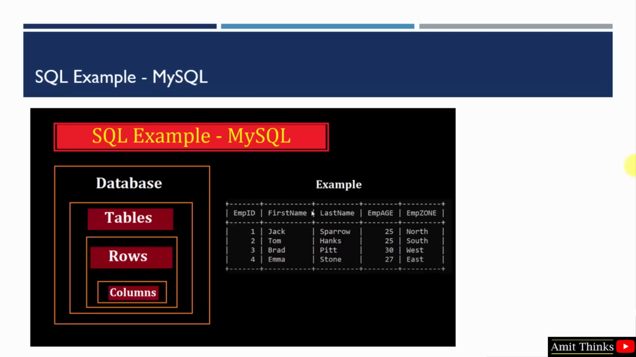As I told you before, SQL saves data in the form of rows and columns. It's based on RDBMS, that means based on a relational model. Relation between rows and columns in a table, here it is. You can see the relation between rows and columns.